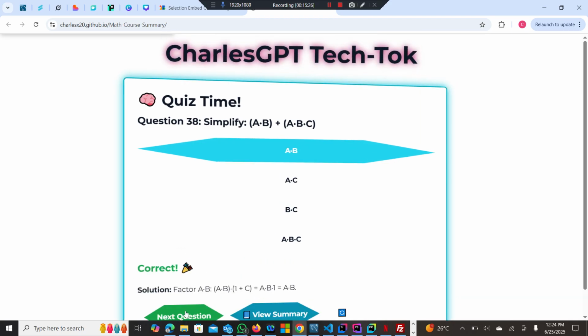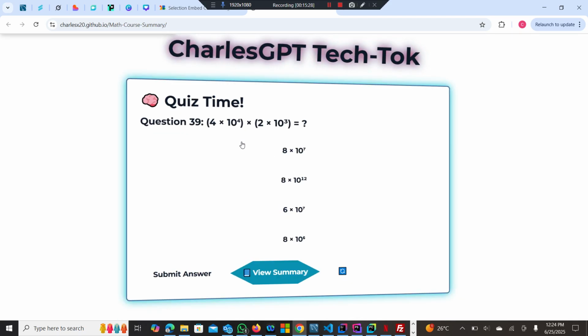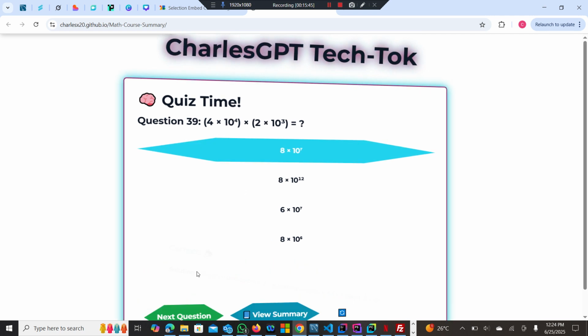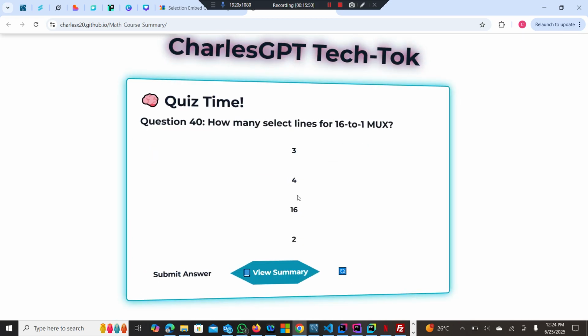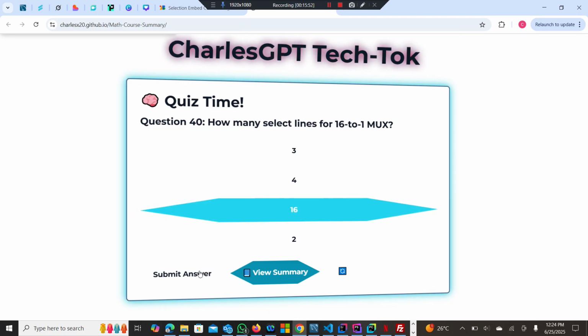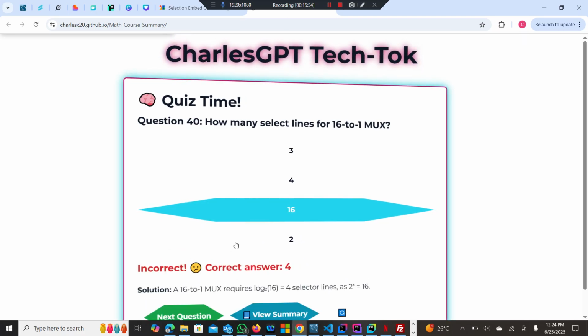Okay. Yeah. So the next one, 4 times 10 raised to the power 4, times, in parentheses, 2 times 10 raised to the power 3. So what we're going to do is 4 times 2, 8. We'll add exponents. 4 plus 3 is 7. So 8 times 10 raised to the power 7 is the answer. Yeah. How many select lines from 16 to 1? So I have 4.